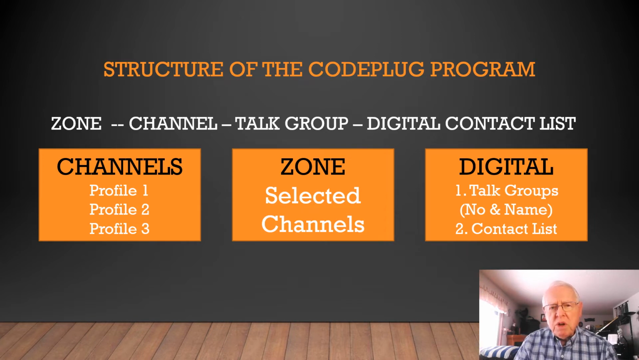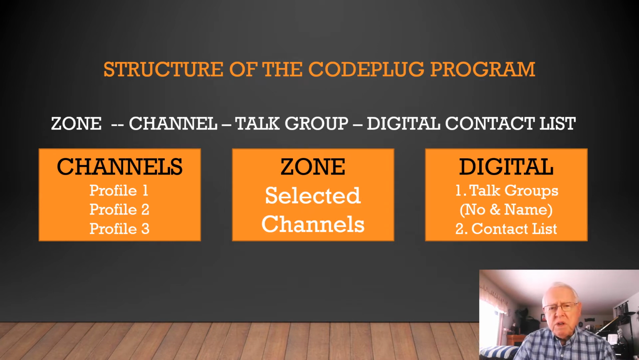Also, we have what's called a zone, and a zone can be however you define it. It can be a particular number of stations, or talk groups, I should say, on DMR, within the state, or it could be within a region, could be within a country. In our case here, our selected zone is going to consist of the channels that we create for the 3 different profiles.